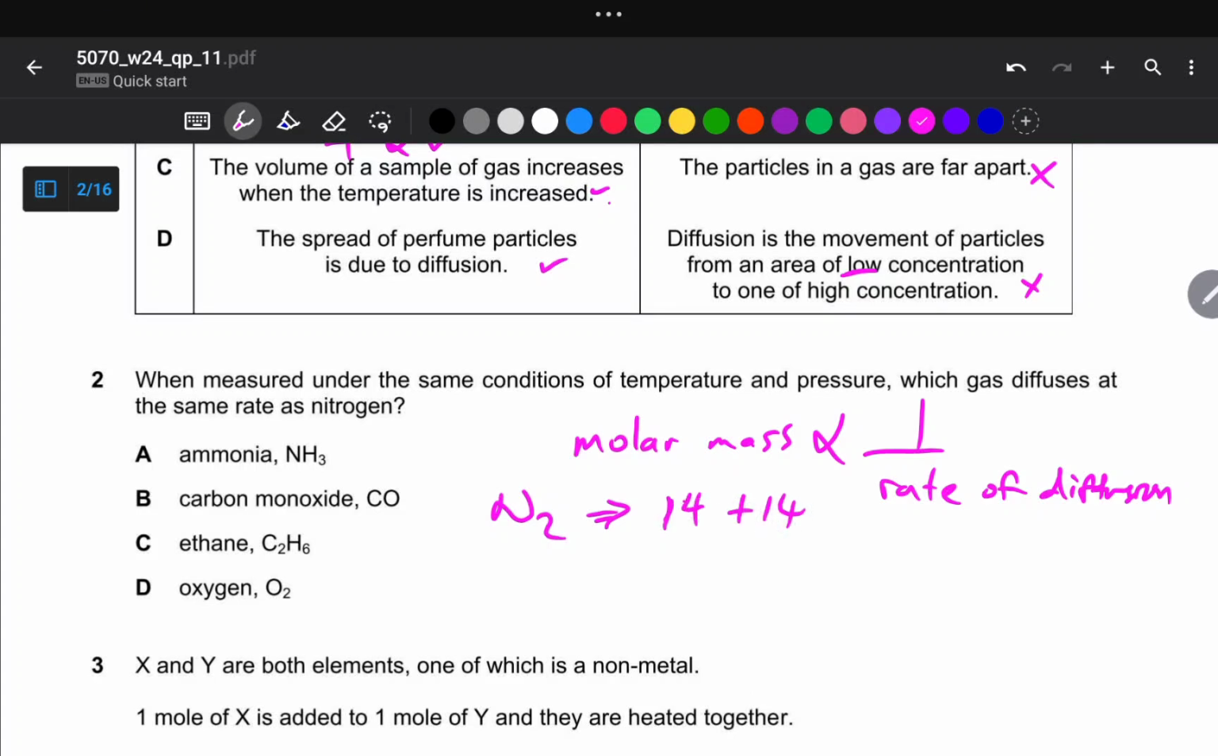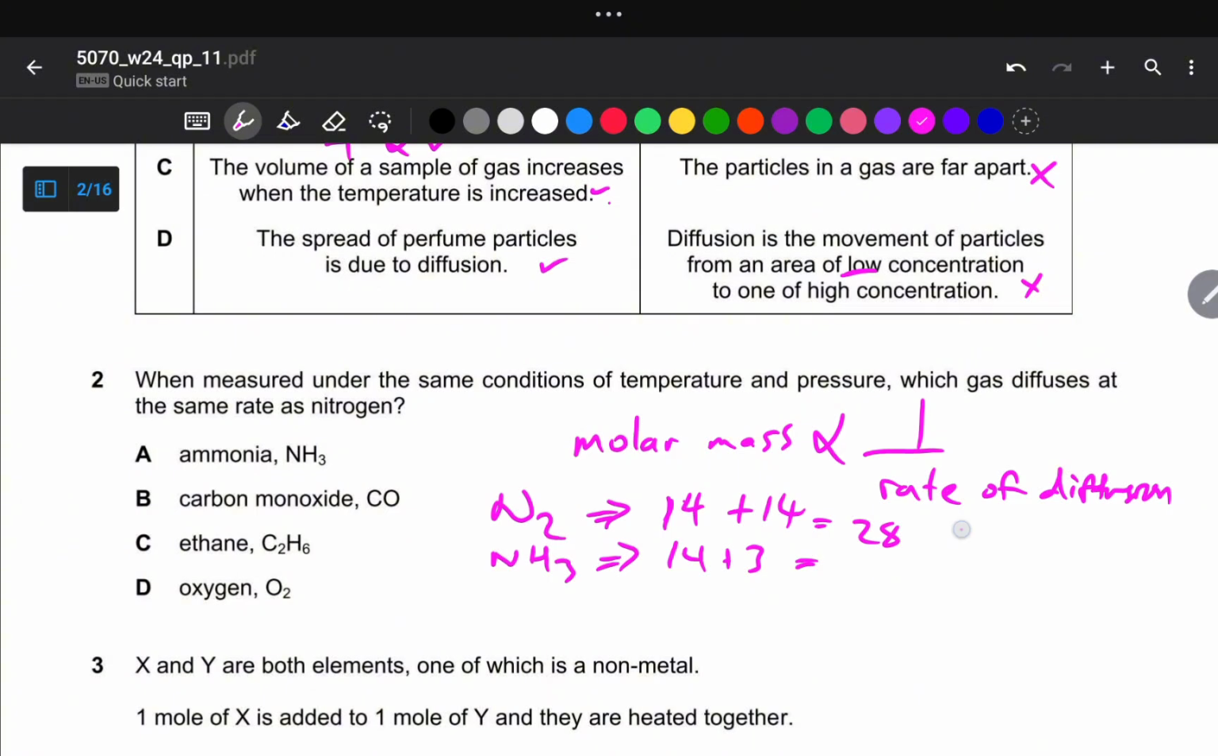So 7 is the atomic mass of nitrogen, and then we add the relative atomic mass 14 plus 14, which is equal to 28. So we want to find the other molecule which has the same molecular mass as that of nitrogen. So for ammonia, NH3, we simply add 14 plus 3. So this is not equal to 28.